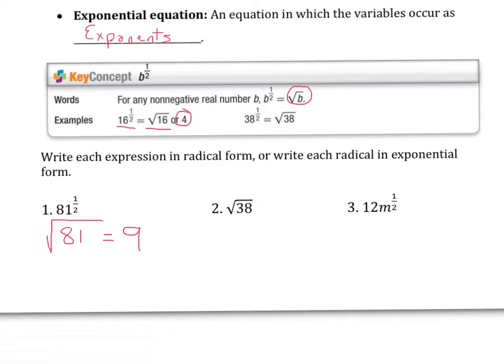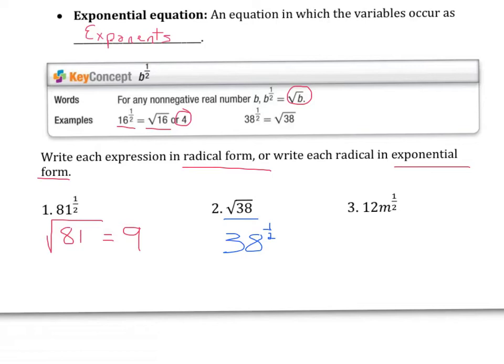But we can switch back and forth between radical form and exponential form. Alright, so now we've got the square root of 38 in radical form. We want to express it in exponential form. So we're just going to say 38 to the 1/2 power. And that there's going to be our final answer.